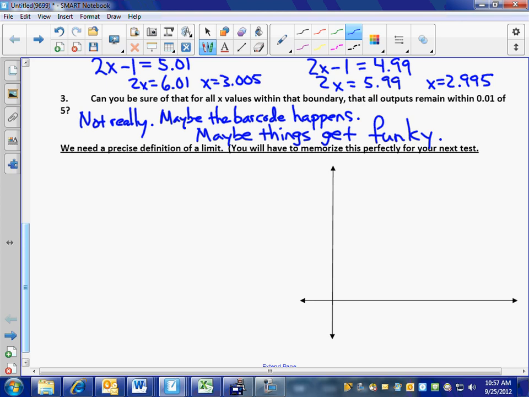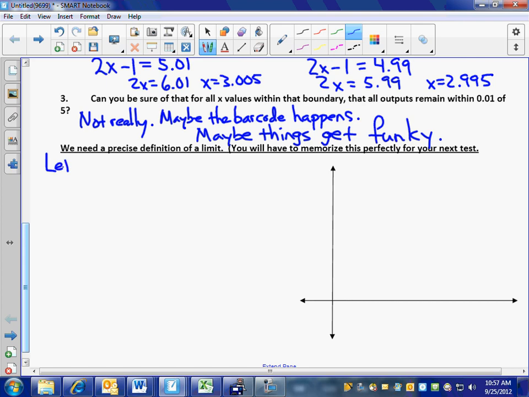So we come to the precise definition of the limit, and this will ensure that we can prove that we are for sure approaching that number. You will have to memorize this perfectly for your next test. This will be one of the hardest parts for your test. The rest of this test is not very difficult.